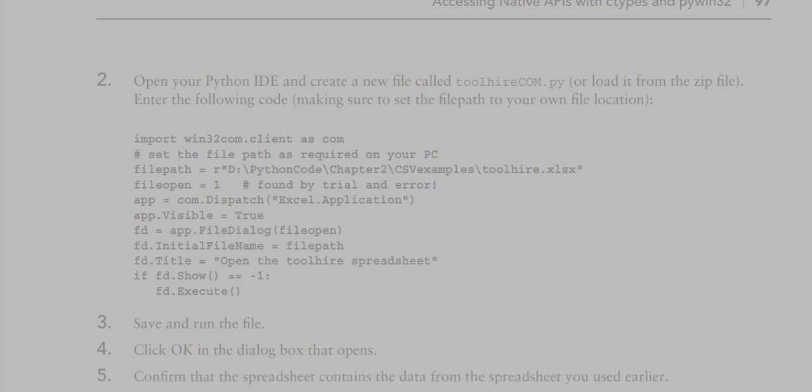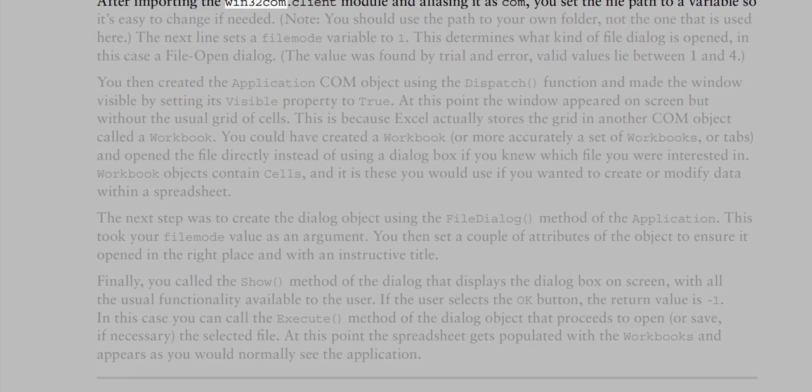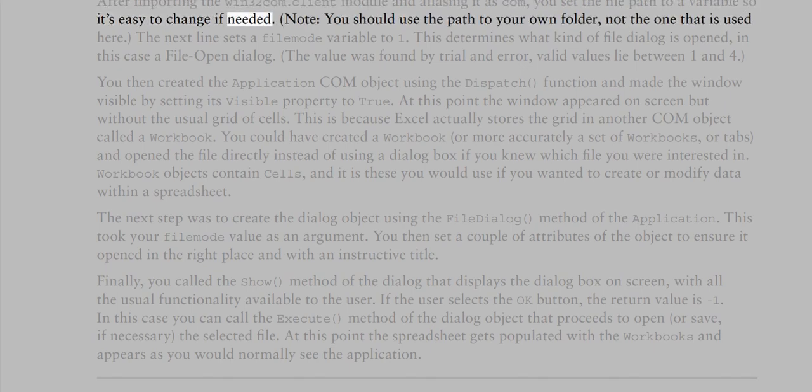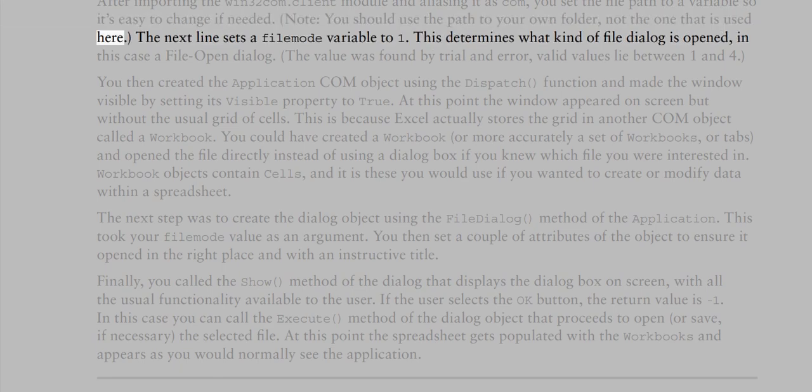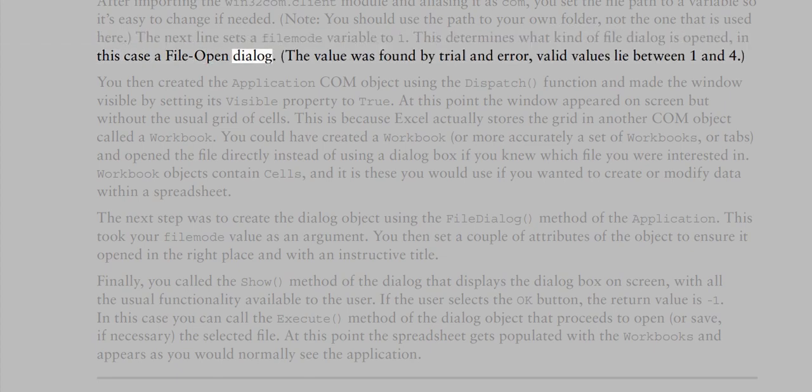How it works. After importing the win32com.client module and aliasing it as com, you set the file path to a variable so it's easy to change if needed. Note, you should use the path to your own folder, not the one that is used here. The next line sets a file mode variable to 1. This determines what kind of file dialog is opened, in this case a file open dialog. The value was found by trial and error; valid values lie between 1 and 4.